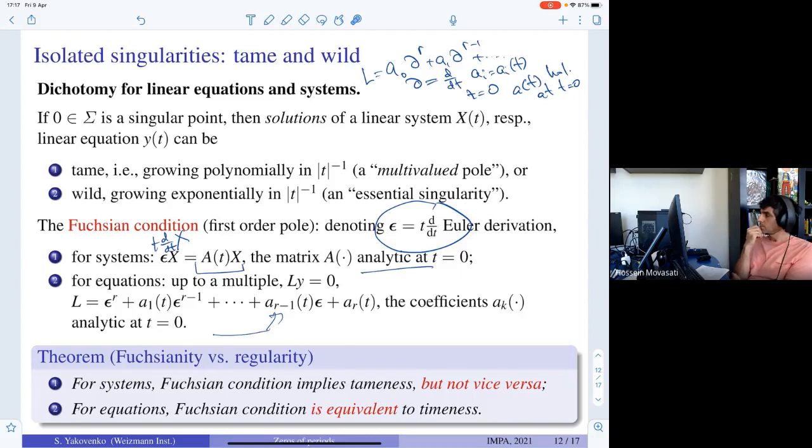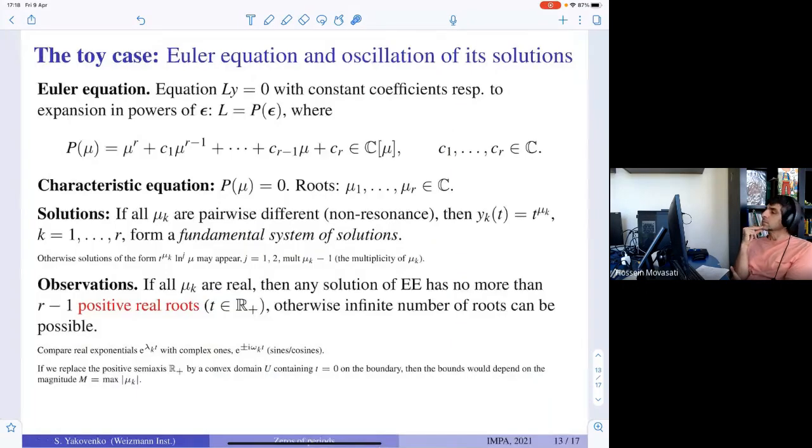And here is the main reason why I need equations and not systems of first order equations. For systems, the Fuchsian condition, moderateness, is sufficient for the tameness of the singularity, but not vice versa. For equations, this is equivalent. So if for some reason I know that solutions of my equation behave nicely, then I actually get a lot of information about the relative orders of the coefficients on the singular locus. That's what I will need.